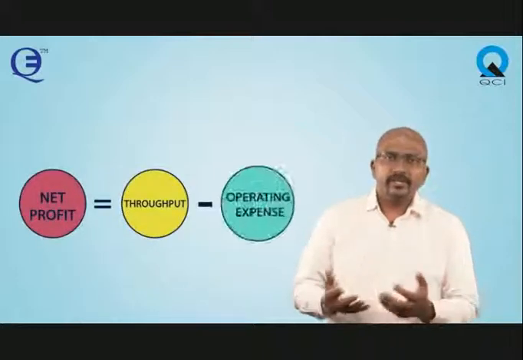We learned that throughput is all the money that is retained within the company. All the money paid to vendors, subcontractors, anything, is not the money of the company and it is not considered as throughput. So if I take all the throughput, the money retained within the company, it is from this that I have to spend, which is my operating expense. Whatever is left is my profit. So net profit becomes throughput minus operating expense.